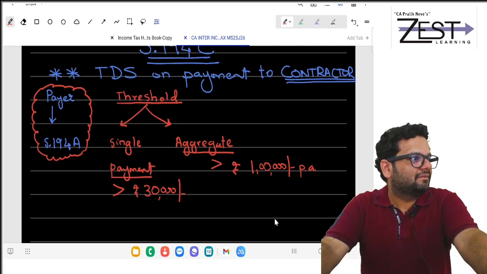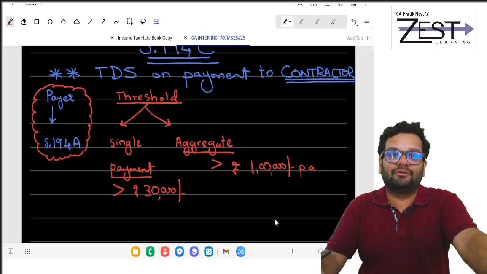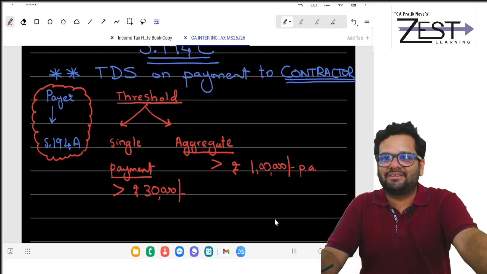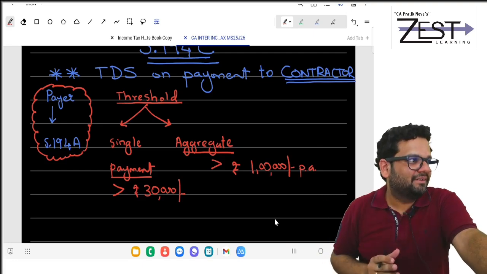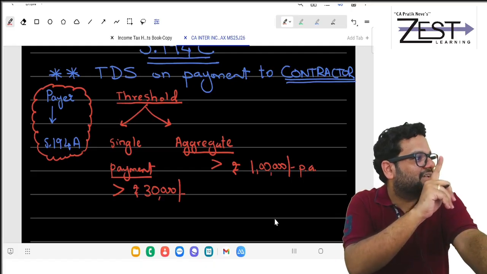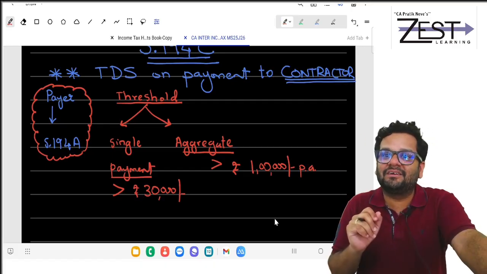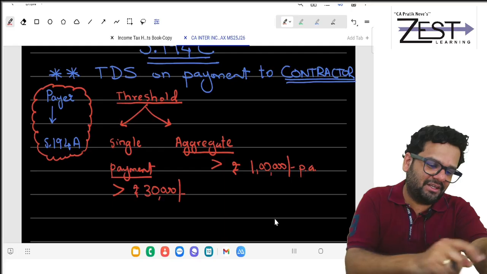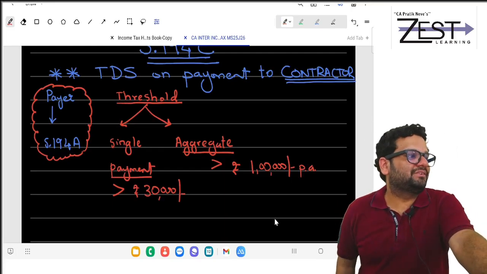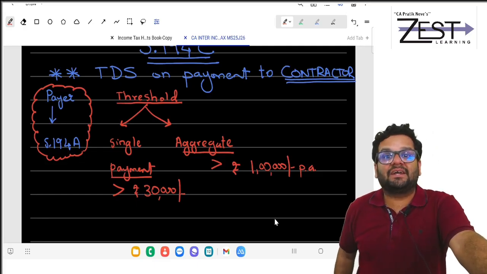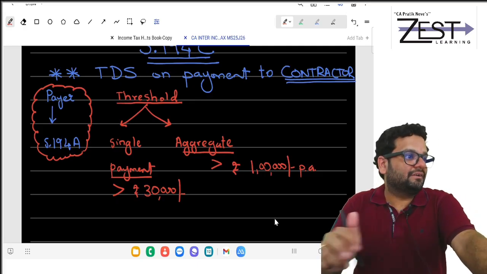50,000 is exceeding 30,000. But it is a one-time contract, not an annual contract. We don't know what will happen next month, and we don't know how the contractor's food will be. So it's a one-time contract. Amount is exceeding 30,000, so do TDS on the entire 50,000. Clear?